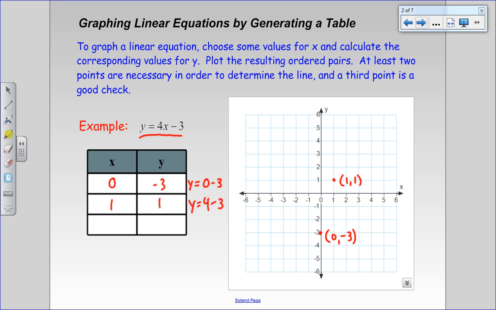But let's do one more point as a check just to make sure we have not made any mistakes in the first 2 points that we found. Let's let x equal 2. In this case, we would have y equals 4 times 2, or 8, minus 3. That means y equals 5, and the point (2, 5) can be drawn on our graph as a solution of this equation. We can see all 3 points are now lining up nicely. So let's draw the graph of the equation as a line that passes through those 3 points.